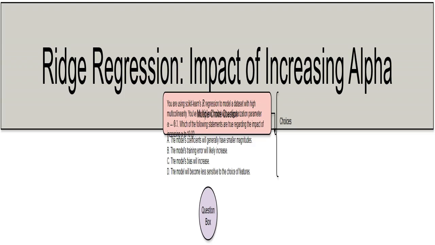This quiz focuses on how increasing the alpha parameter in ridge regression affects the model. Ridge regression is a type of linear regression that adds a penalty to large coefficients to prevent overfitting. The alpha parameter controls the strength of this penalty. A higher alpha means a stronger penalty.